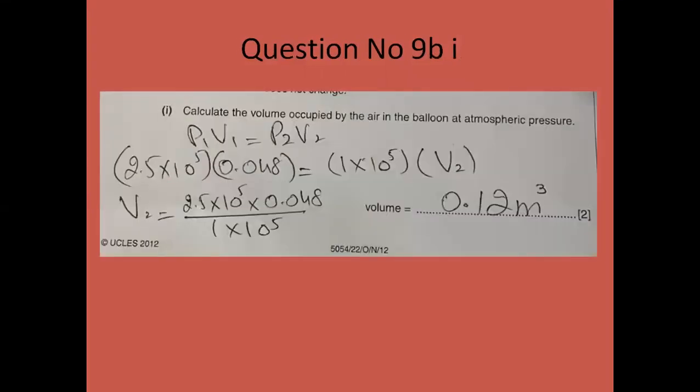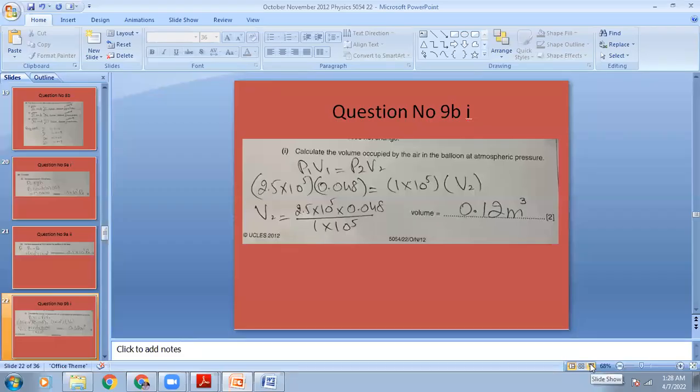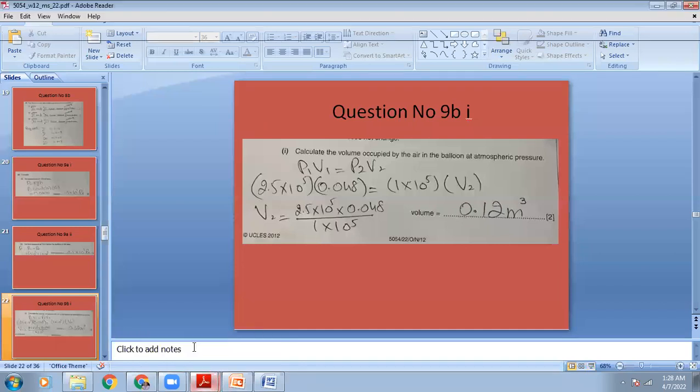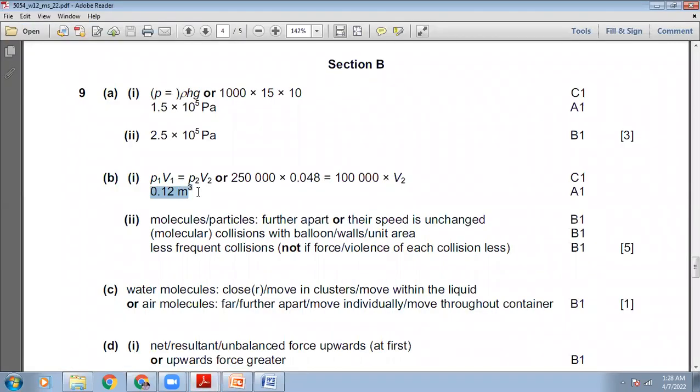Here we go. So P1 V1 equals P2 V2. P1 is 2.5 times 10 to the power 5 Pascal. V1 is 0.048 meter cube. P2 is 1 times 10 to the power 5, only the atmospheric pressure. And V2, what will be the volume of the air at that moment? So V2 will be equal to 2.5 times 10 to the power 5 multiplied by 0.048 divided by 1 times 10 to the power 5, and that will be 0.12 meter cube. So 0.12 meter cube is our answer. Let's have a look: 0.12 meter cube is the right answer.